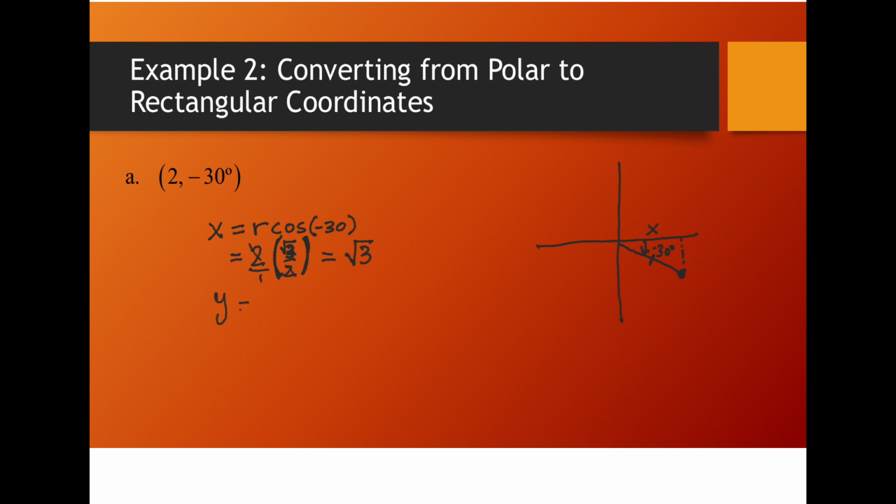And then for y, we're going to take 2 and multiply it by the sine of negative 30. And at negative 30, sine is equal to negative 1/2.